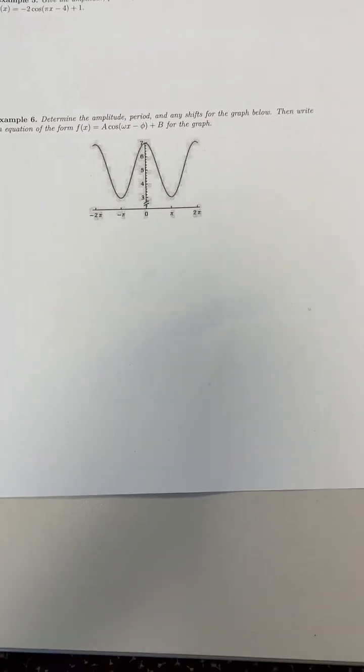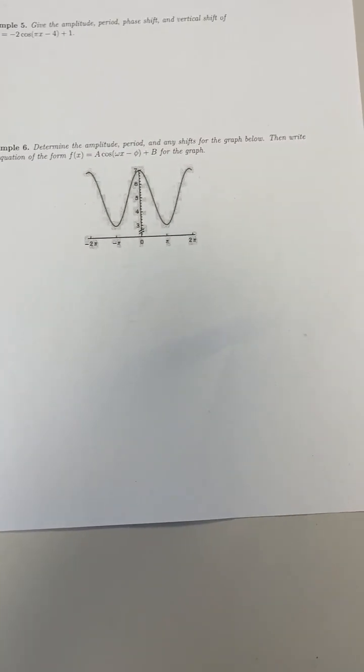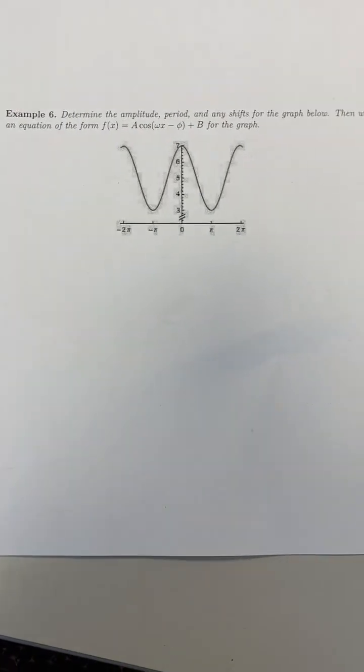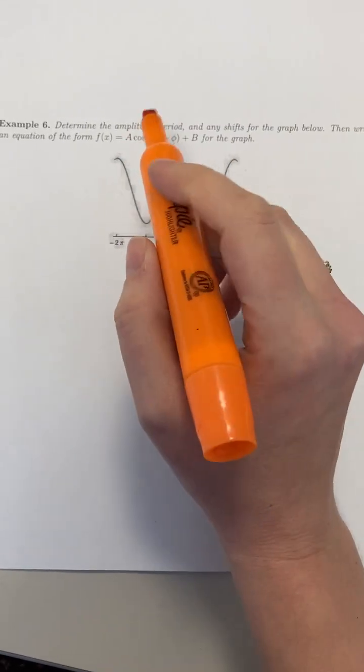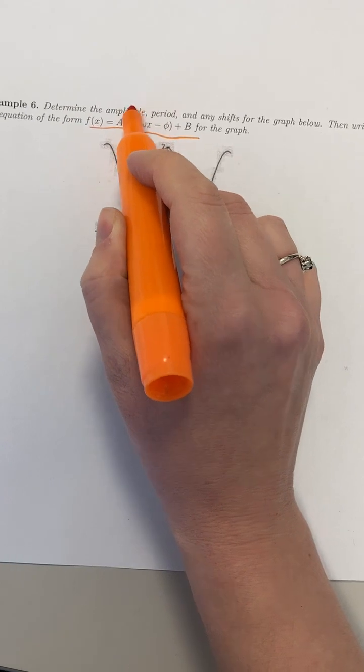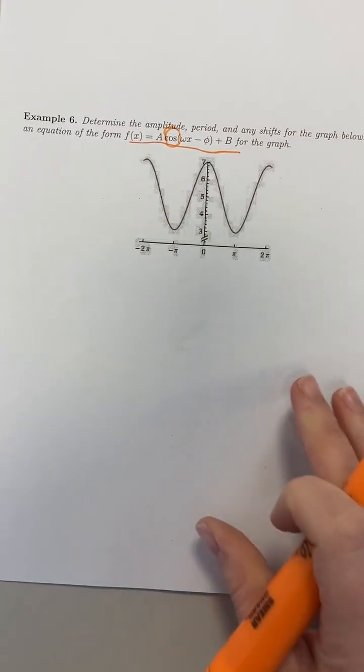We have to determine the amplitude, period, and shifts for this graph and then write an equation for it. So it's backwards from what we were doing in class, where in class we were graphing the function. So this specifically asks for a cosine function.